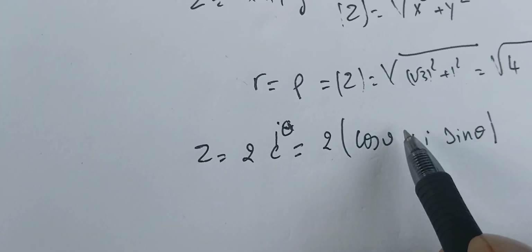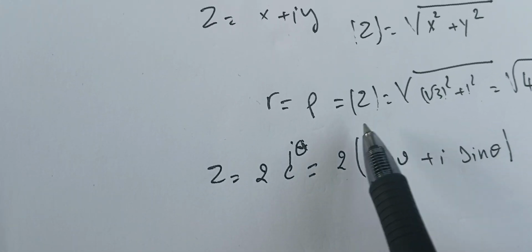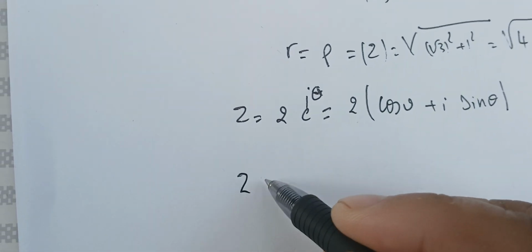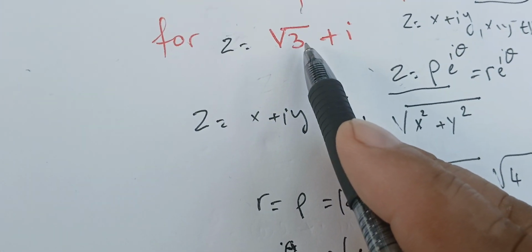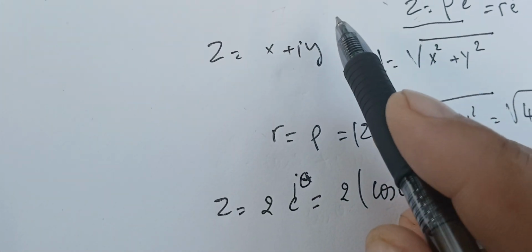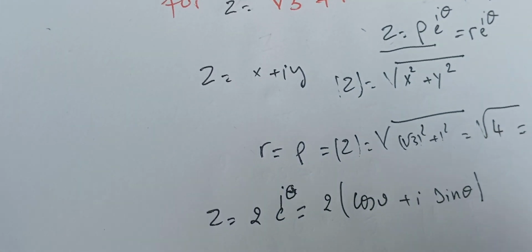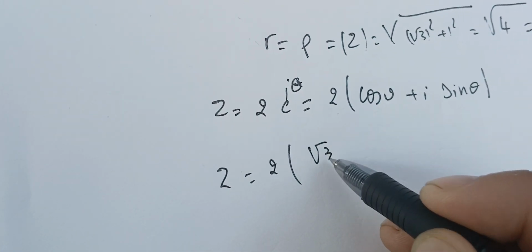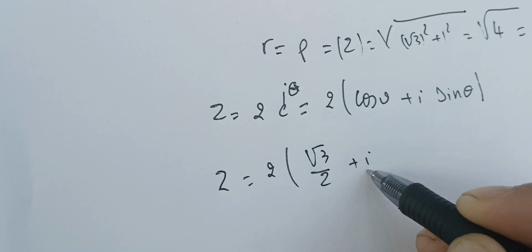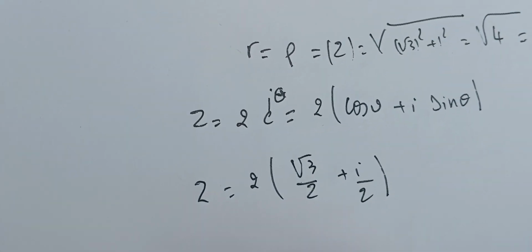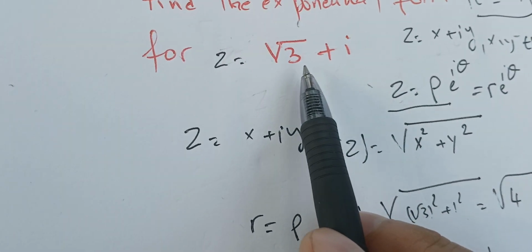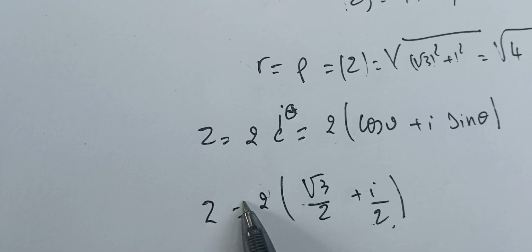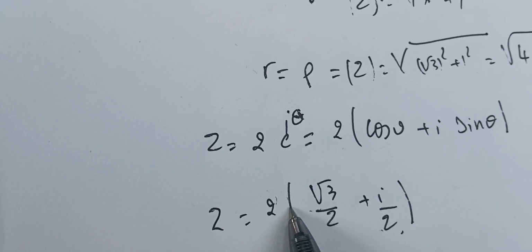Next, we can factor out this number by its norm, which is 2. So now we have 2 times (square root of 3 over 2 plus i over 2). It's like we did nothing, but it's important to note the norm here is always positive.